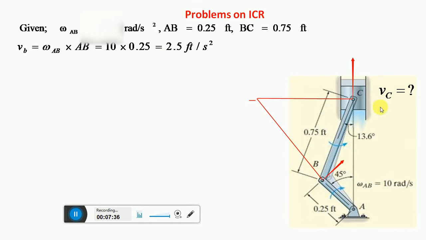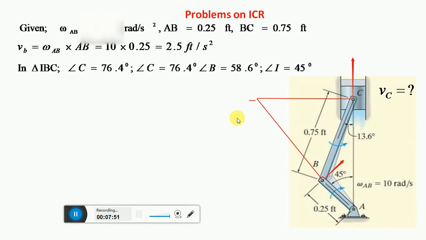Now we need to find the velocity VC. So how can we find it? This is the I center. Now first we need to find the angular velocity of this link BC. So next step is, in triangle IBC, this is the I center, this is B and C. Let's first find the different angles.